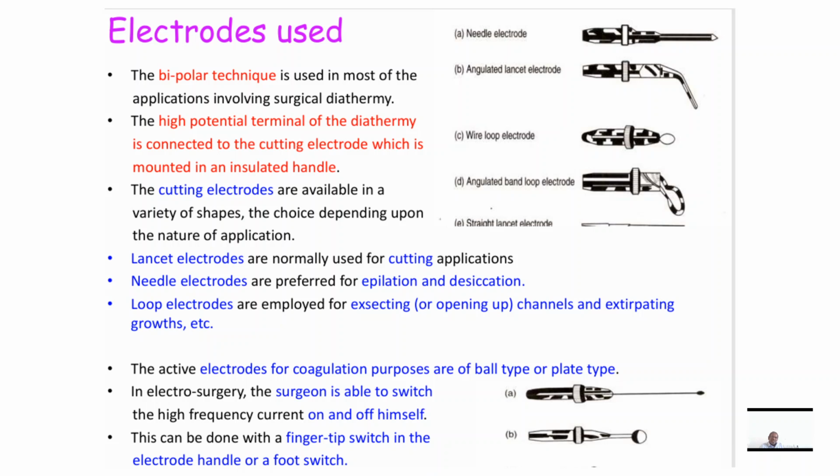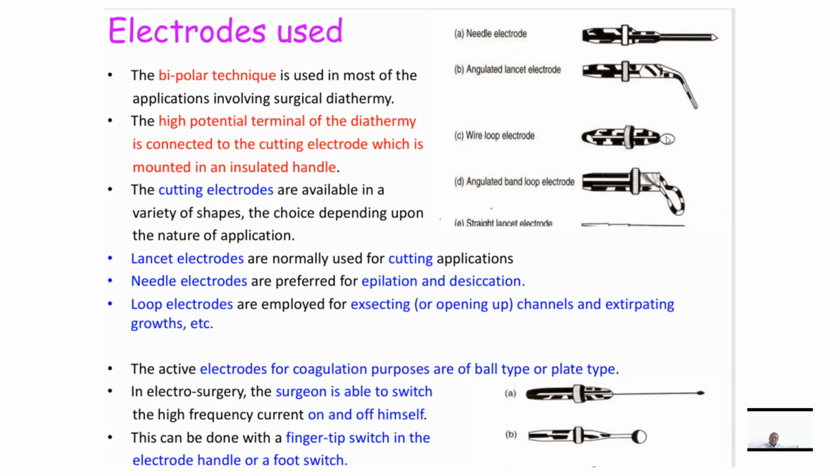The high potential terminal of the diathermy is connected to the cutting electrode, which is mounted in an insulated handle. The cutting electrodes are available in a variety of shapes. Now we can go through the different shapes of the electrode. One is the needle electrode. You see the diagram, A is the needle electrode, with a sharp point. Then the angulated electrode. There is an angle, so that's why it's called the angulated electrode.